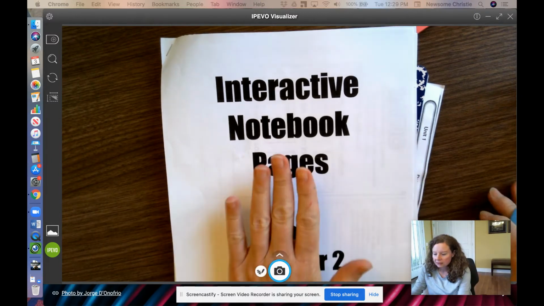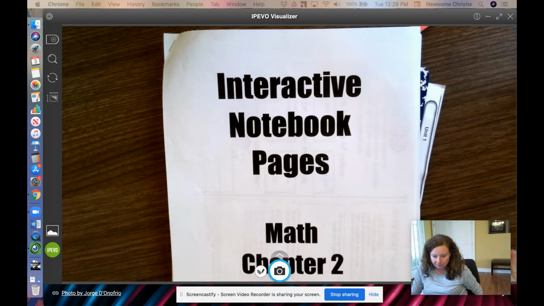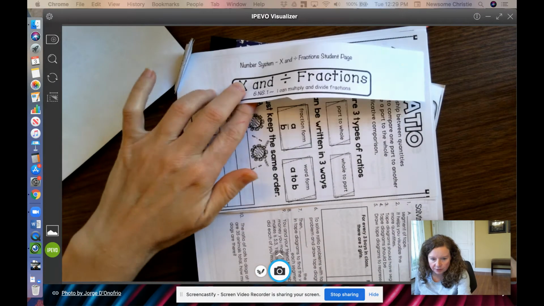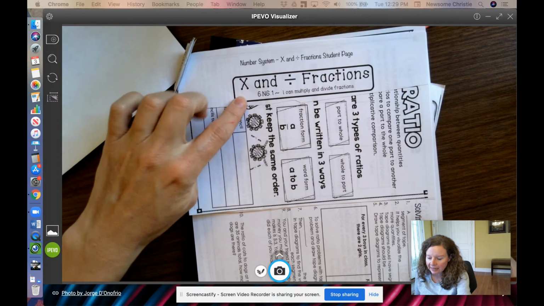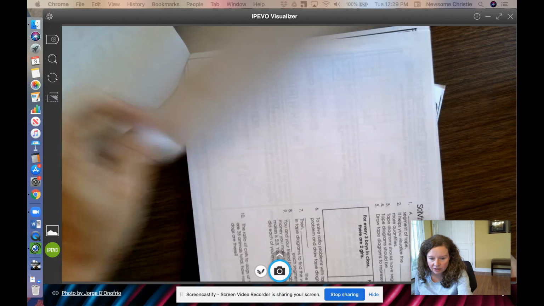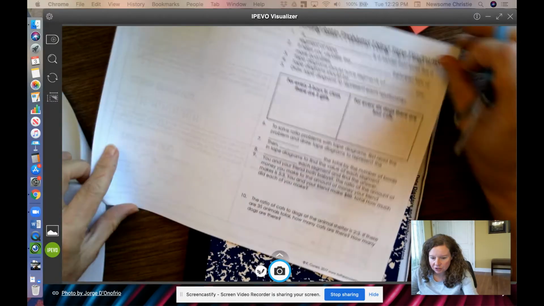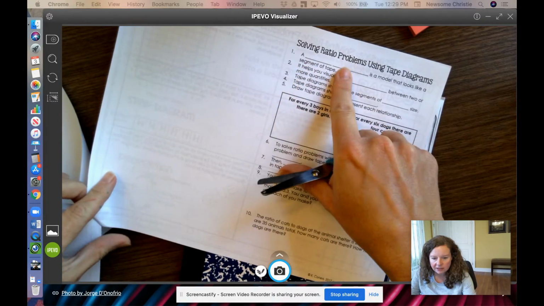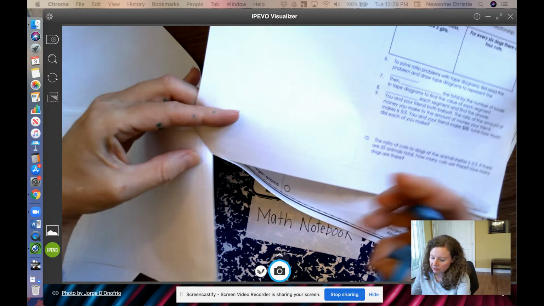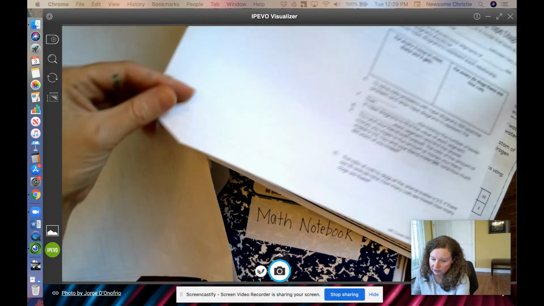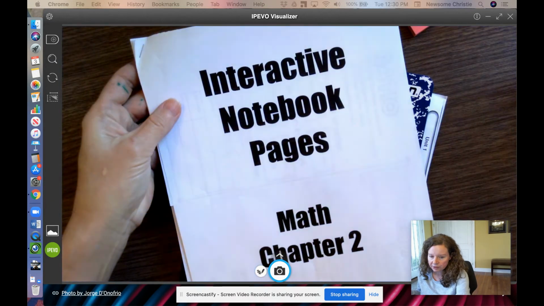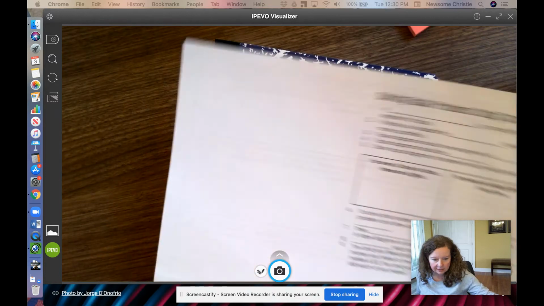So let's go to our interactive notebook packet. This is still chapter 2. There's a few things in here we're just going to ignore. We used add, multiply and divide yesterday. And so here is the page that we need. You'll see it's called Solving Ratio Problems Using Tape Diagrams. So I am going to very carefully cut that one page out. We're going to leave the rest of that. There's only one more page in there we're going to need. That's going to save over there.